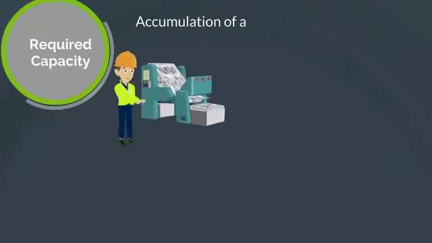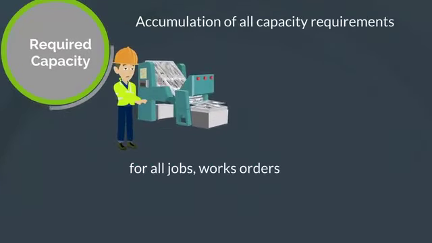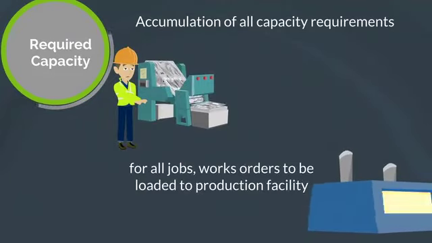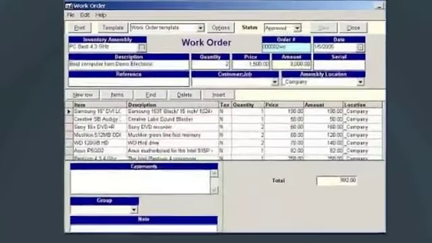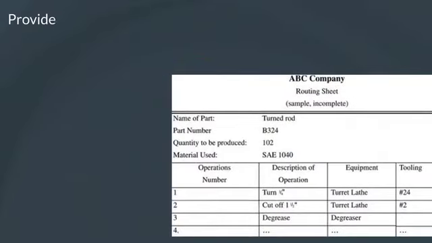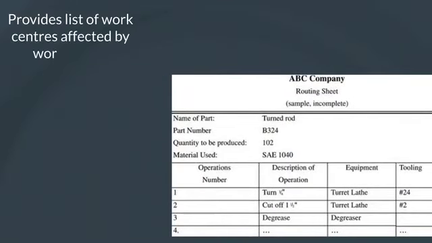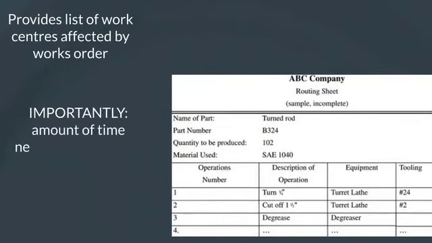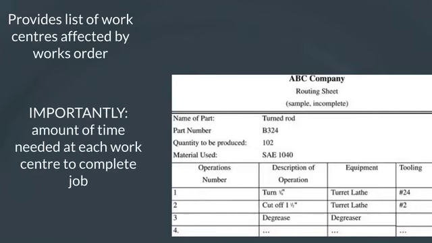Required capacity, on the other hand, is an accumulation of all the capacity requirements for all the jobs or work centers that are to be loaded on the production facility. Every works order will have a routing sheet, which provides a list of all the work centers that are affected by the works order, and most importantly, the amount of time needed at each work center to complete the job.